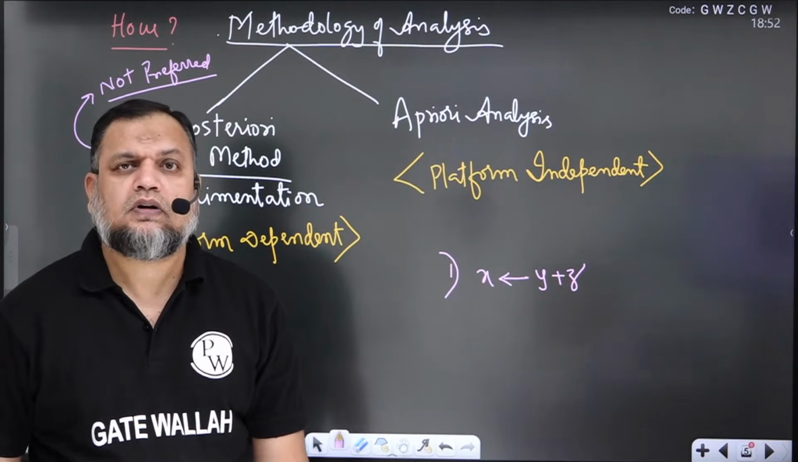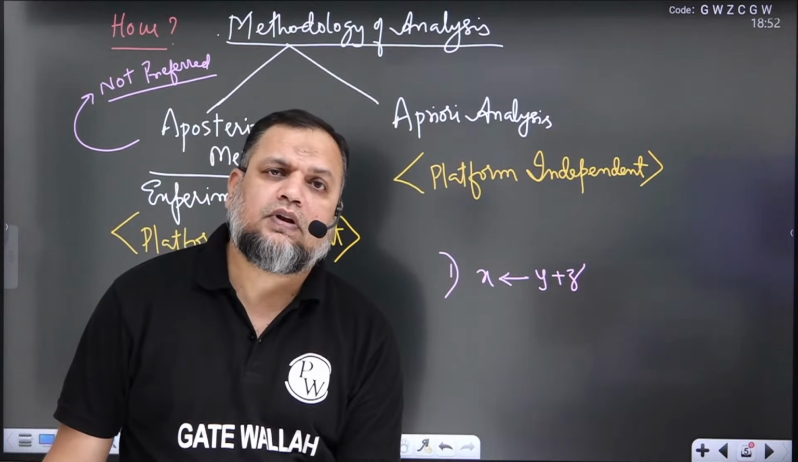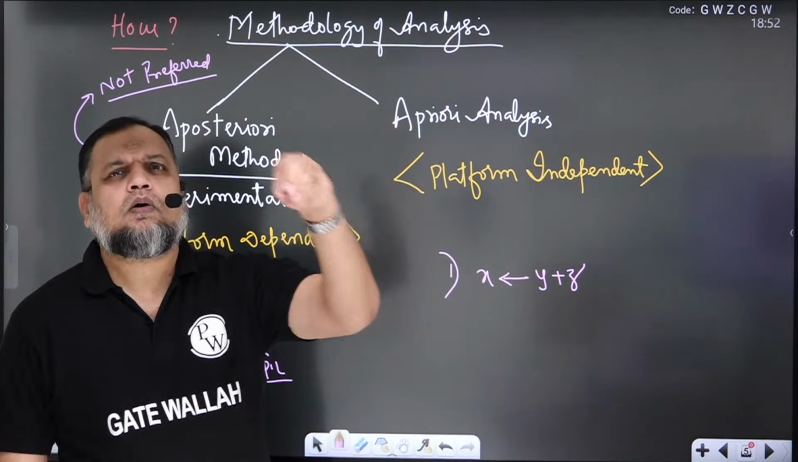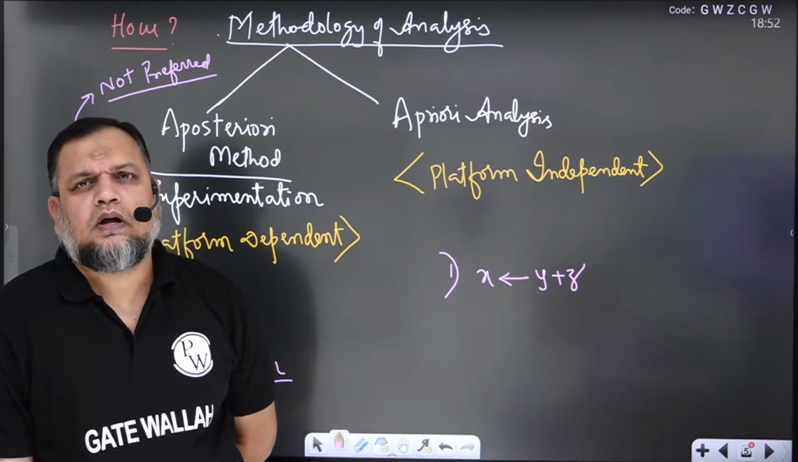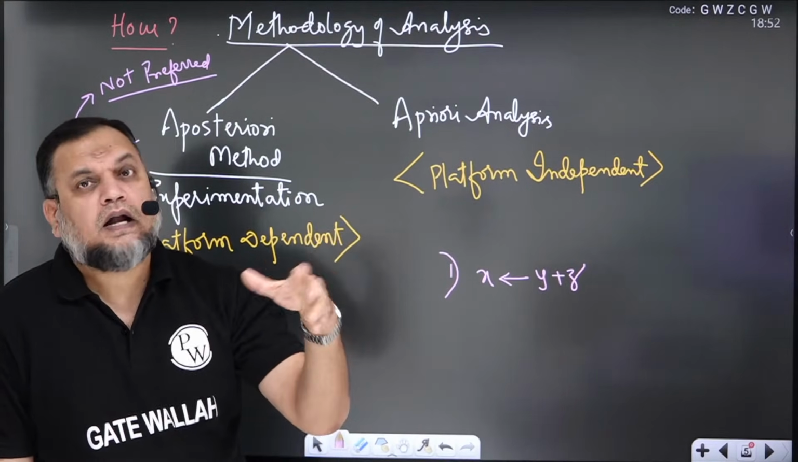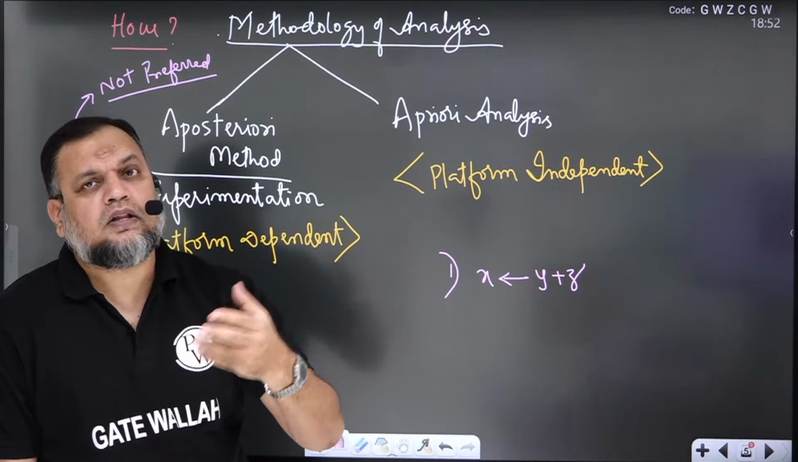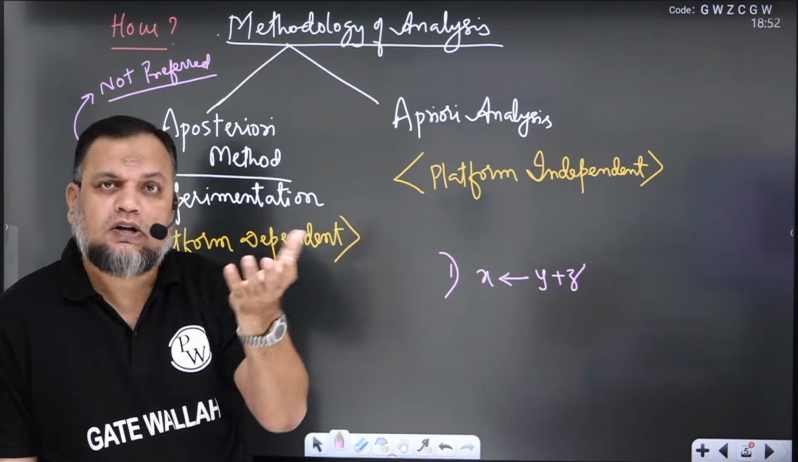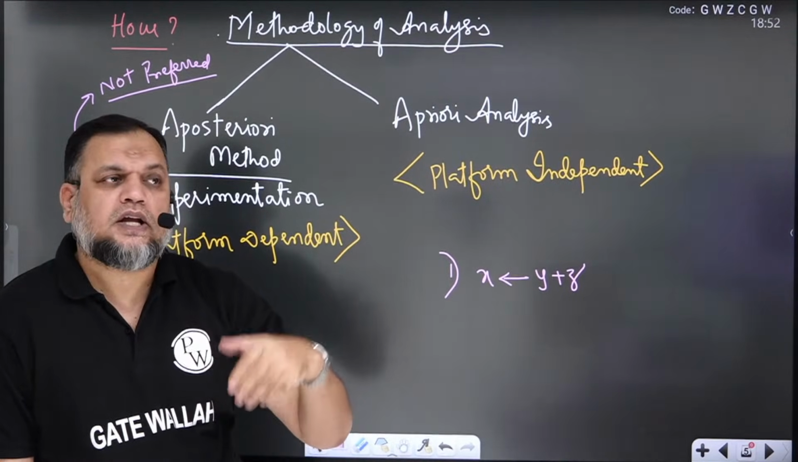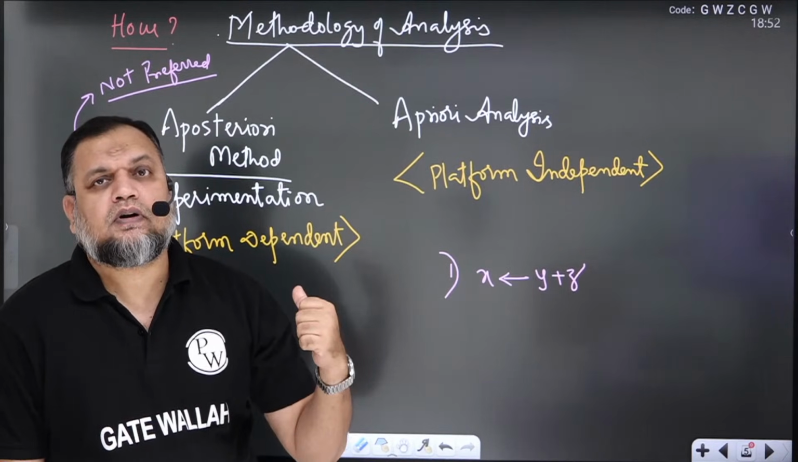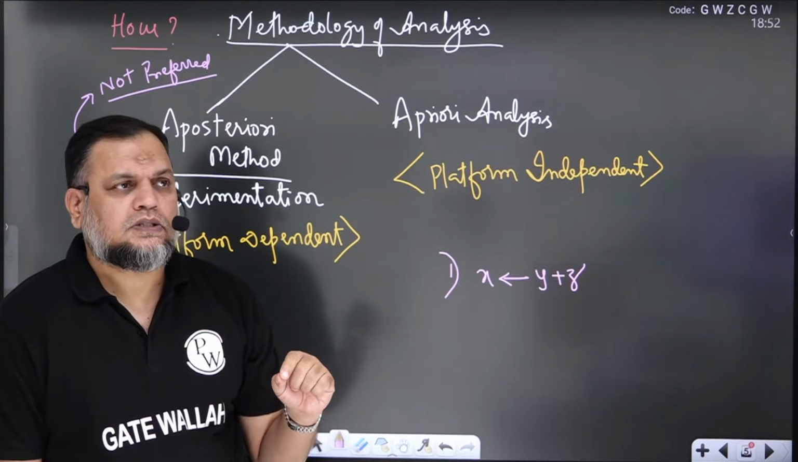The third reason for not preferring a posteriori analysis is that experiments can be carried out only on a limited set of inputs. You cannot experiment on all inputs. Limited set of inputs, and care must be taken to make sure that all the inputs are representative. That means all your typical inputs should be used in order to carry out the experiment. So that is the reason why we don't prefer a posteriori analysis.